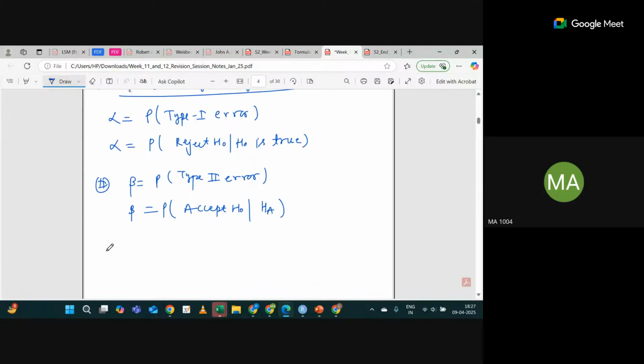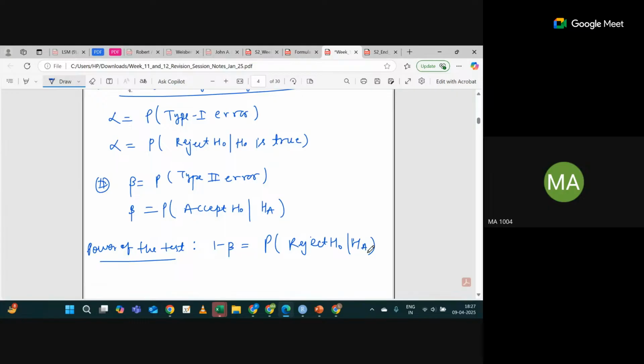There is another concept called the power of the test. The power of the test is defined as 1 minus beta. And what is 1 minus beta? Beta is the probability of accepting H naught given that HA is true, so 1 minus beta is the probability of rejecting H naught when HA is true.